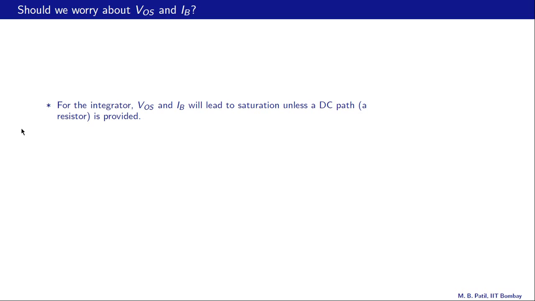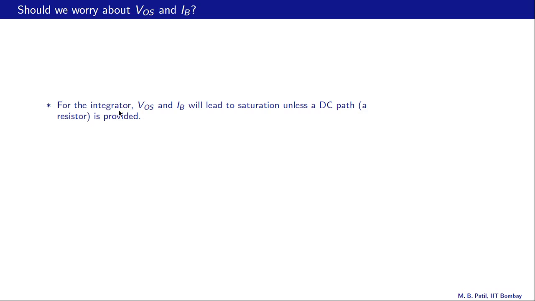So we have looked at the effect of the offset voltage and also the bias currents on several circuits: inverting amplifier, non-inverting amplifier, and the integrator. And the question that arises is, is it really a matter of concern? Should we worry about it at all? Let us look at that question.